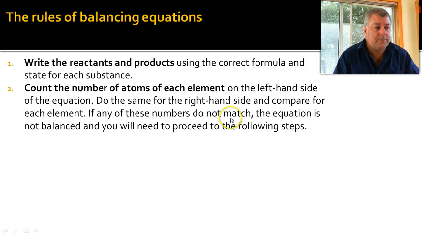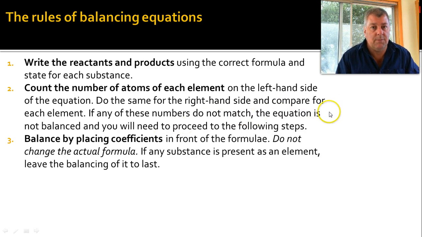Step 2 is you count the number of atoms of each element on the left hand side, and then you do the same on the right hand side, and you compare the numbers of each element, and hopefully they add up. But if they don't add up, you're going to have to then balance the equation. And we'll go through an example of this. A fairly complicated one, but we will.